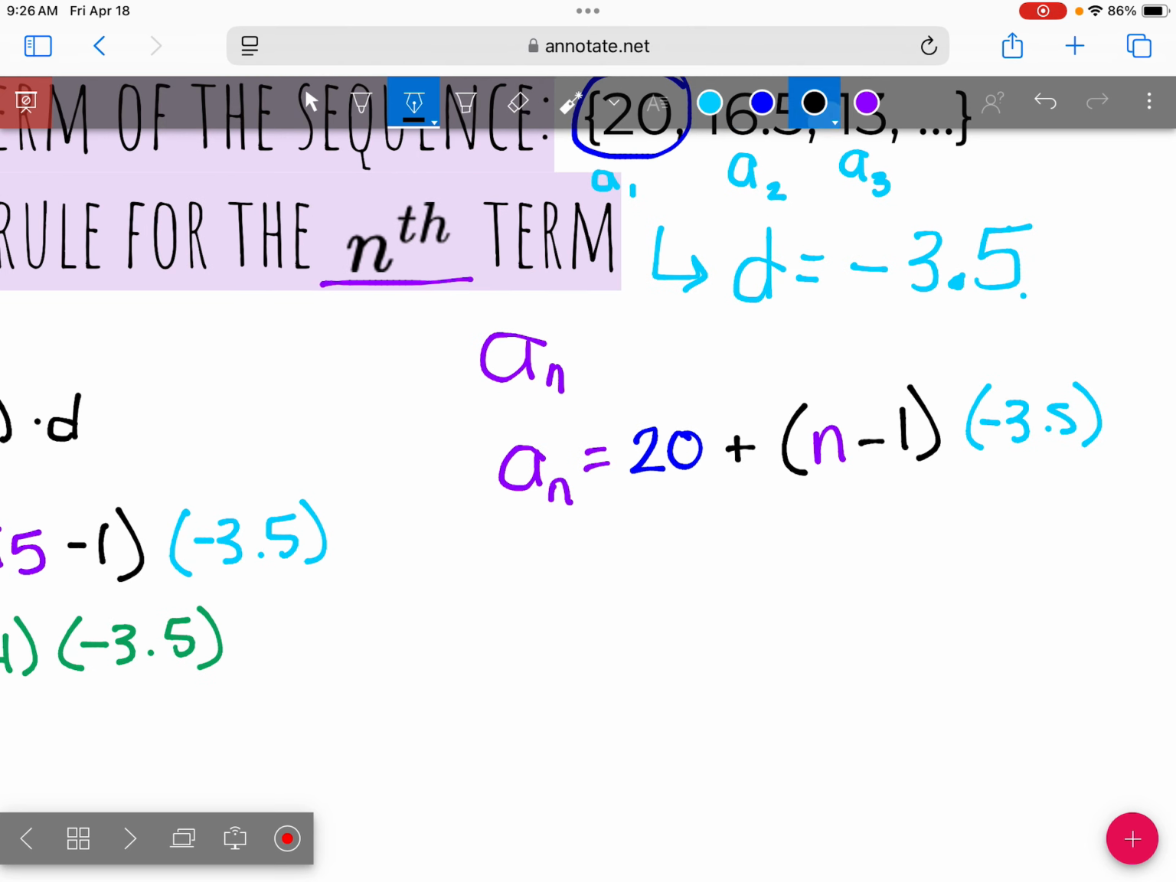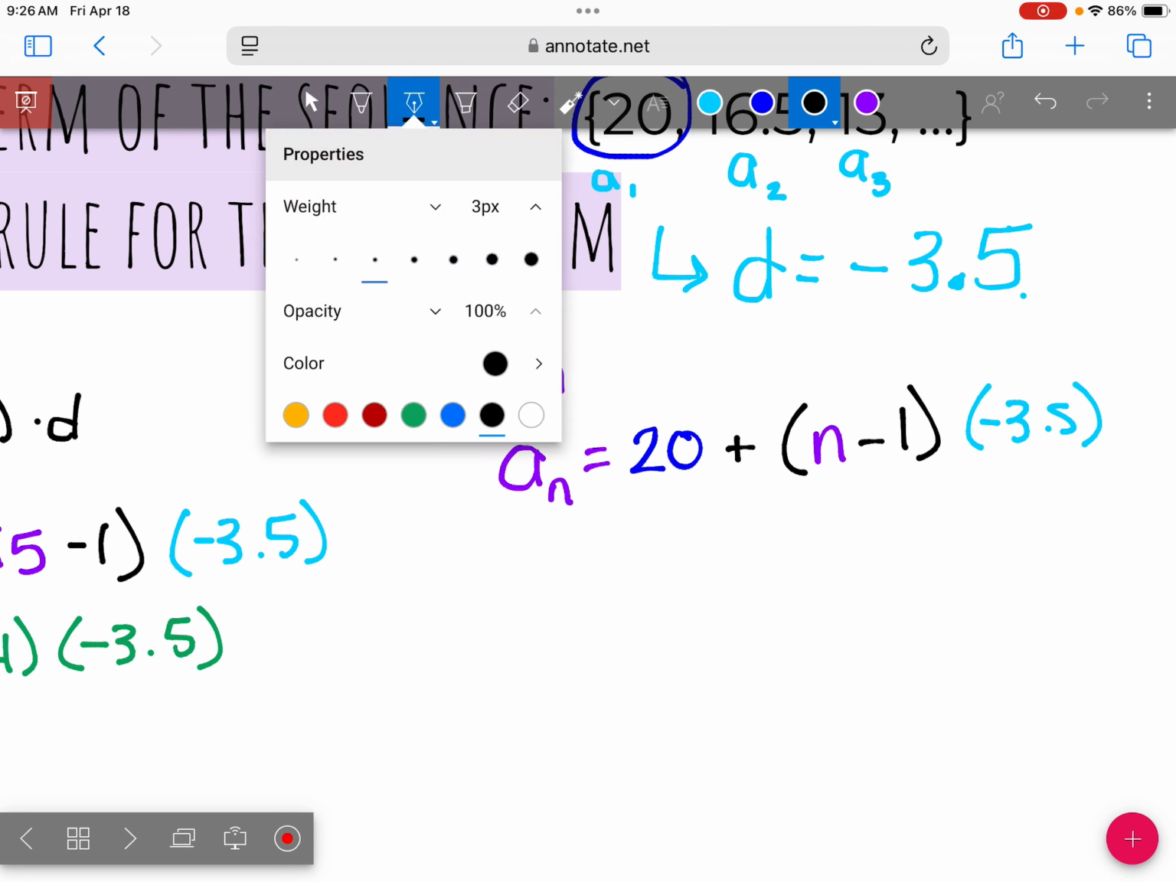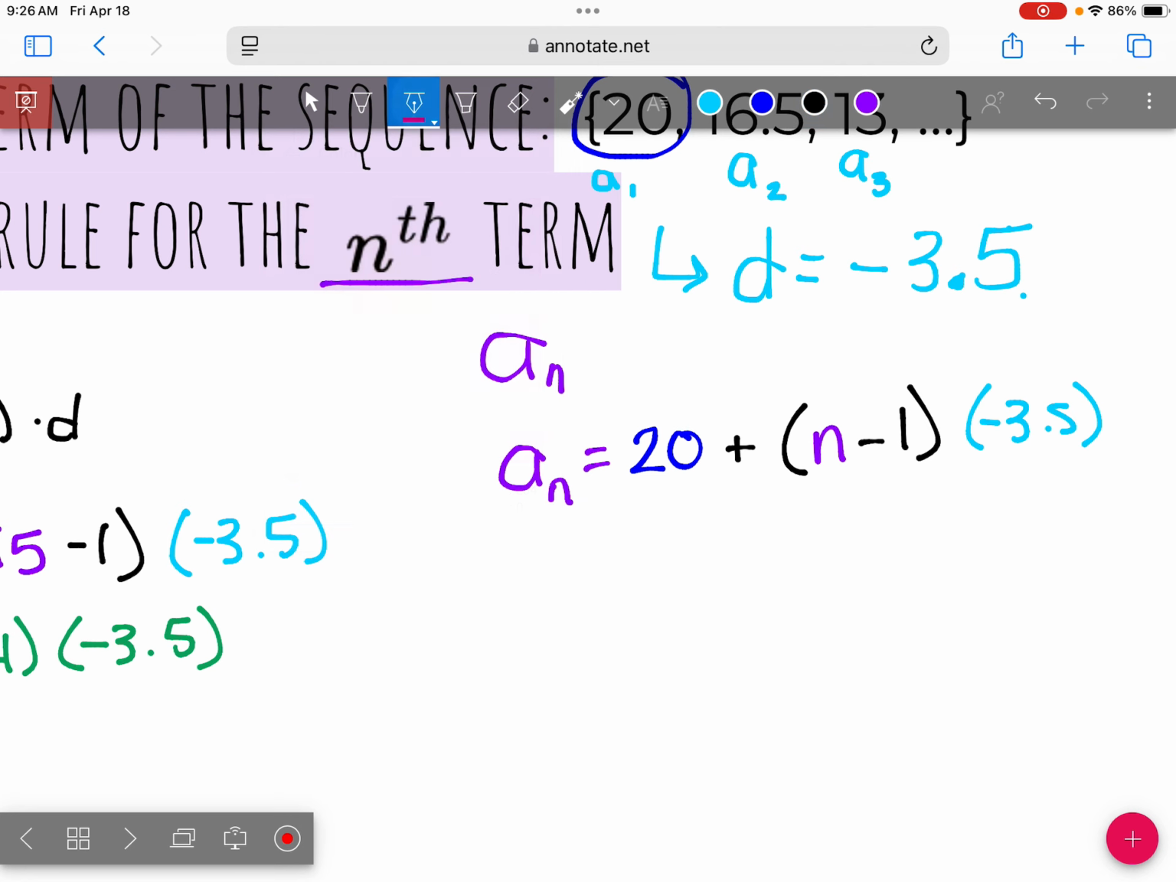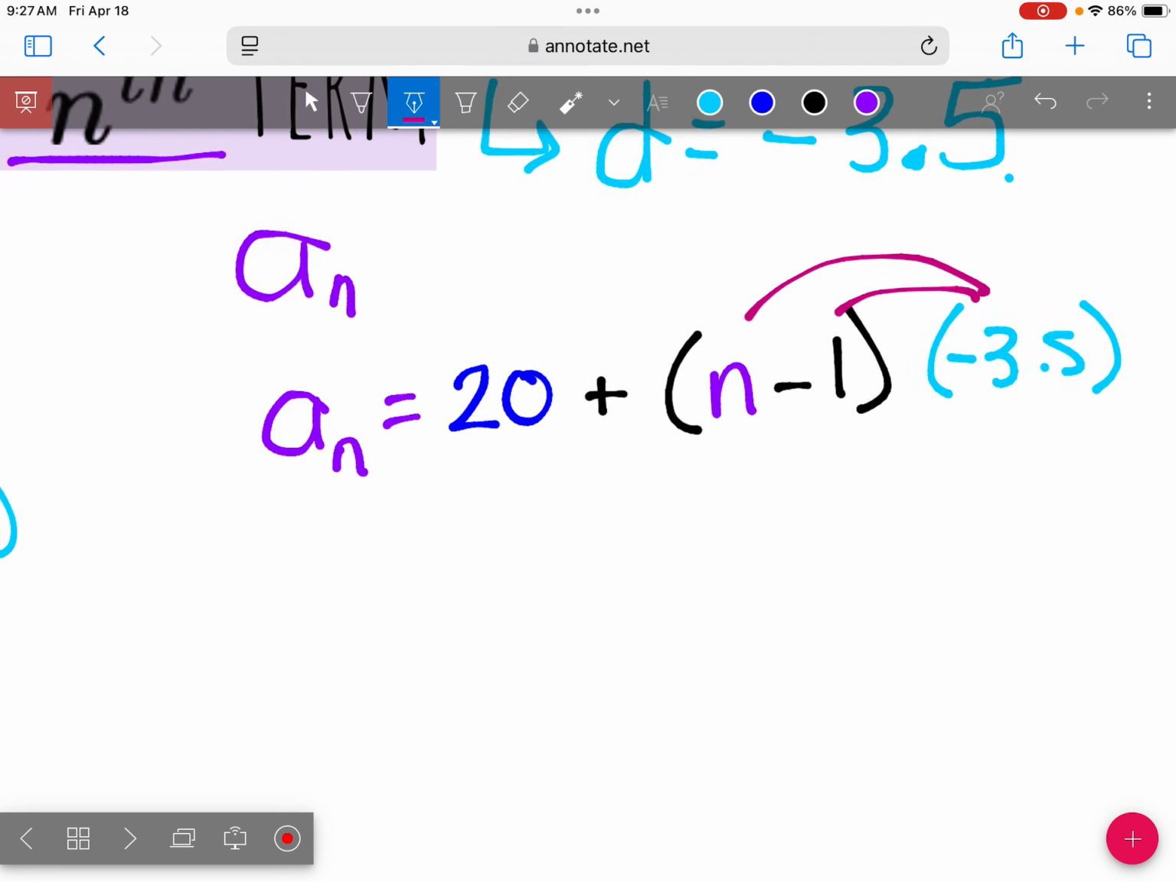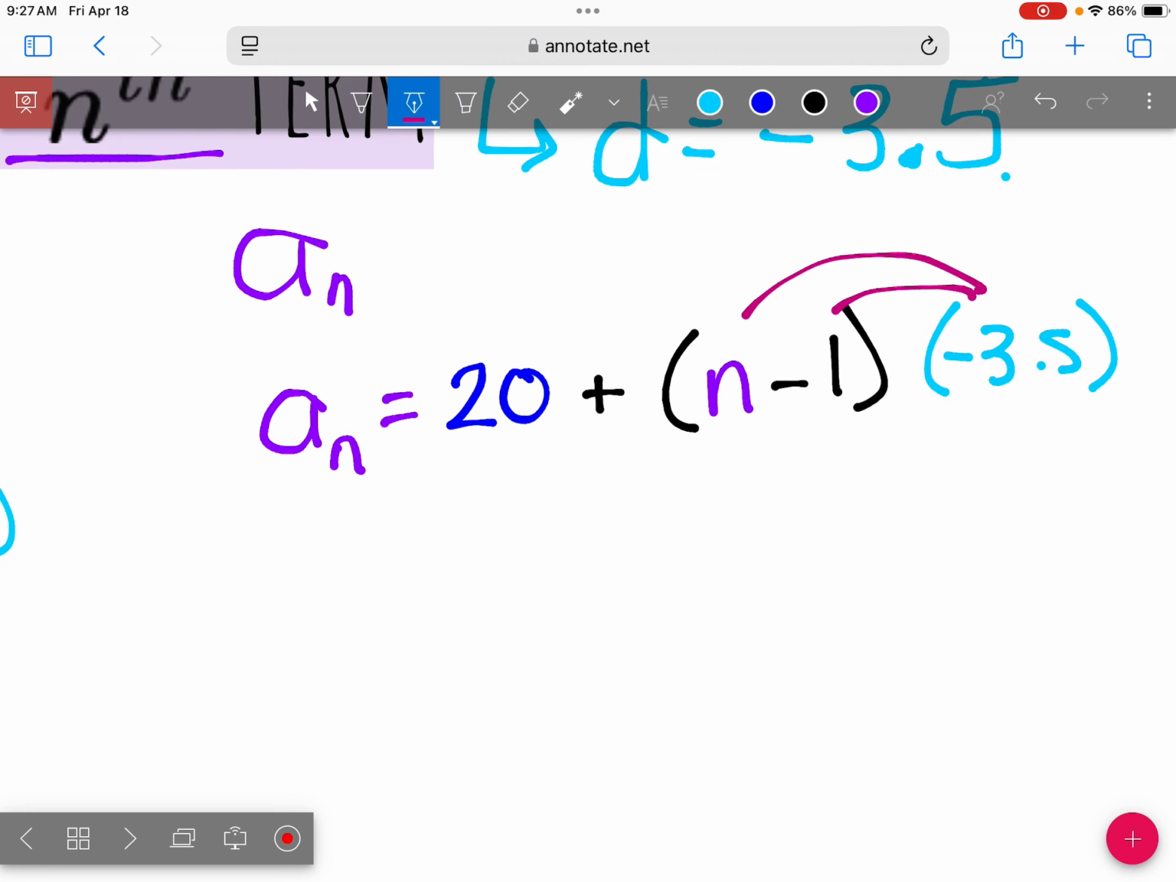Let's simplify this a little bit. What can we do to simplify this? 20 and minus 20. Good, distribute. 20 plus negative 35. Multiply this guy out. Do this distribution. Right, plus, never mind. So we've got our a sub n equals our 20.